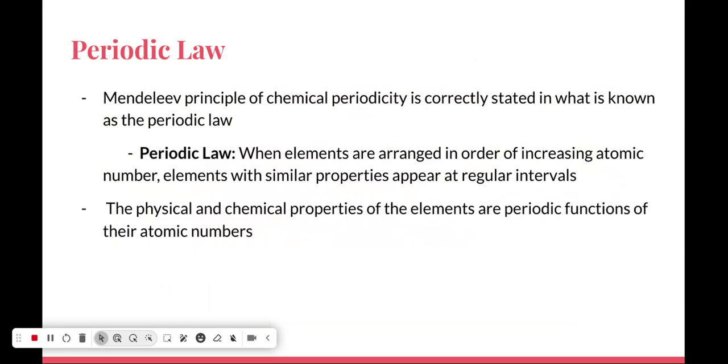Mendeleev's principle of chemical periodicity is correctly stated in what is known as the periodic law. The definition of periodic law is: when elements are arranged in order of increasing atomic number, elements with similar properties appear at regular intervals. The physical and chemical properties of elements are periodic functions of their atomic numbers.